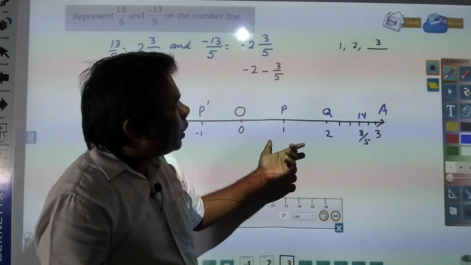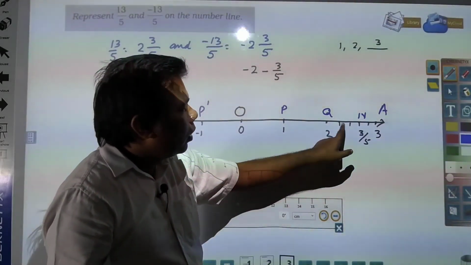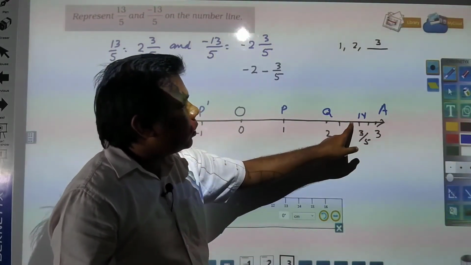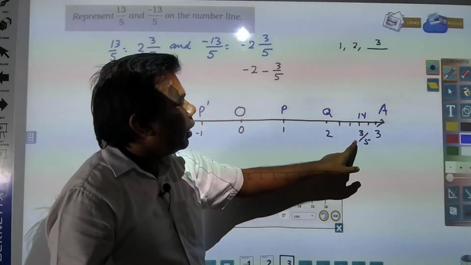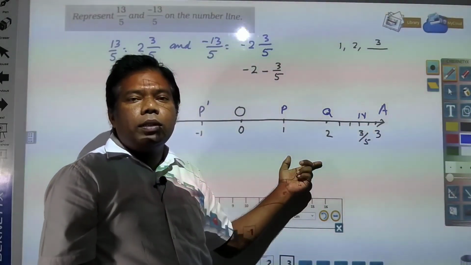And if you had to show 2 whole 1 by 5, you would have this point. 2 whole 2 by 5, you will have this point, and 2 whole 4 by 5, you would have this point. So in this way this is required to be done.